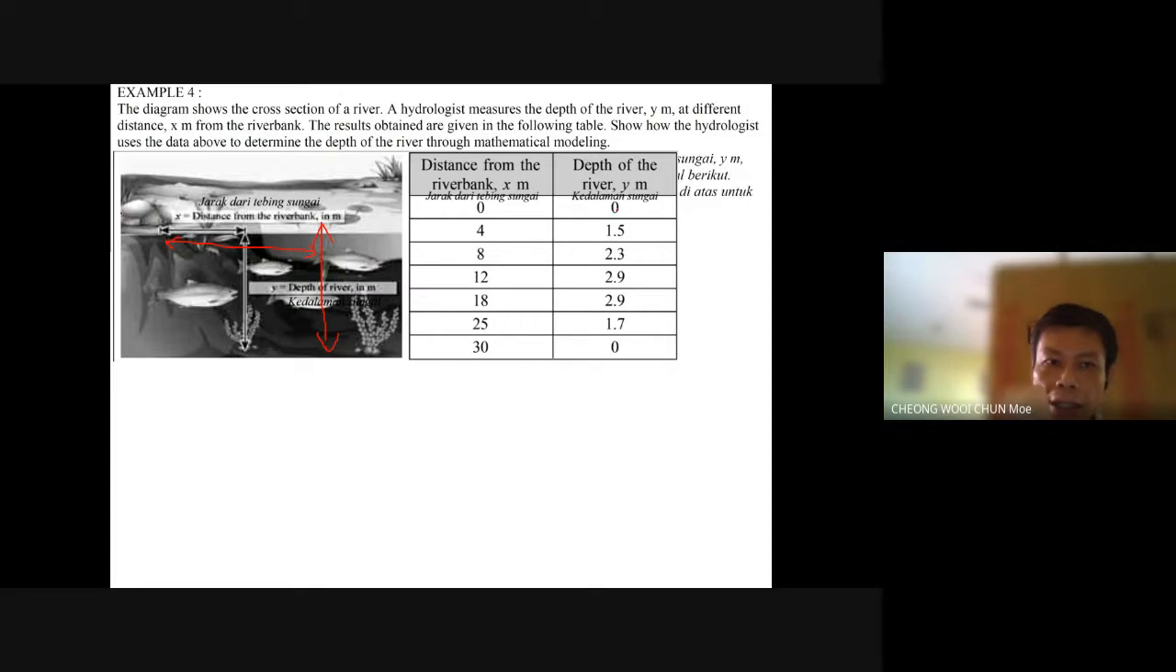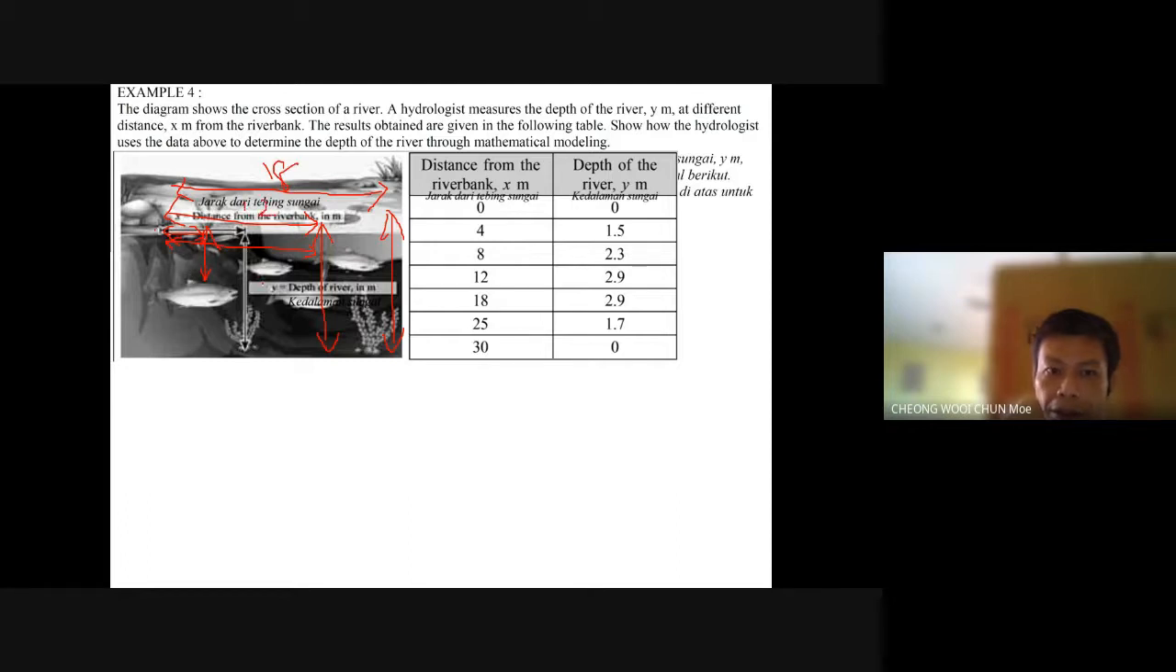Okay, zero means zero depth, the same as the river bank, same surface, there's no depth here, so the distance is zero, starting from zero. Then if the depth increases, let's say here is 1.5, the distance from the river bank is 4, so here becomes 4. If the depth until here is 2.9, the distance from the river bank is 12. So from here is 12. Then if the depth of the river is 2.9 again, it means the distance is longer, 18. So what is the meaning? If this is 2.9 also, here it becomes 18. Now this is 12.